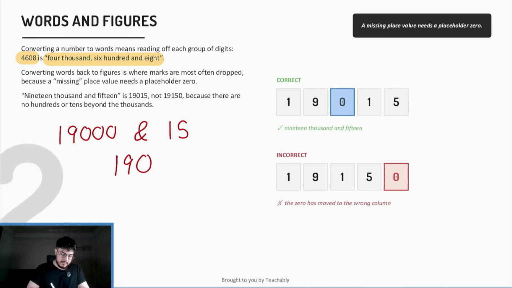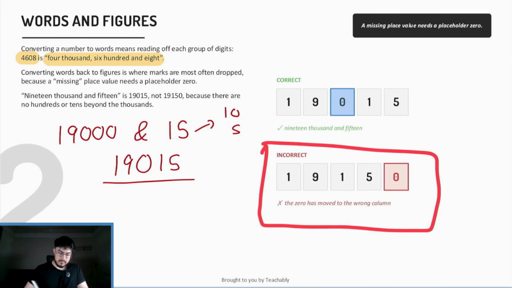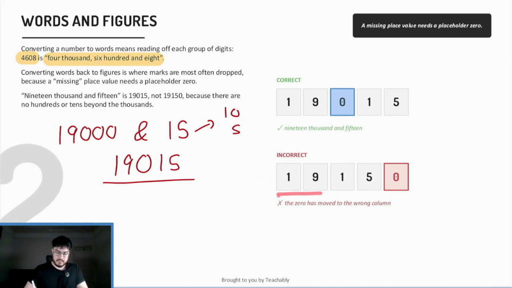And then the 15 is the tens, right? Really, 15, if you break it down, it becomes 10 and 5, right? So it has the 1 in the 10 column, then it has the 5 in the unit column. So really, this is what that's going to look like: 19,015. Students often would write it out like this. They would say 19,000 and then they'd put 15 and then they'd put 0 at the end. But that's not the case. This is how you do it properly.